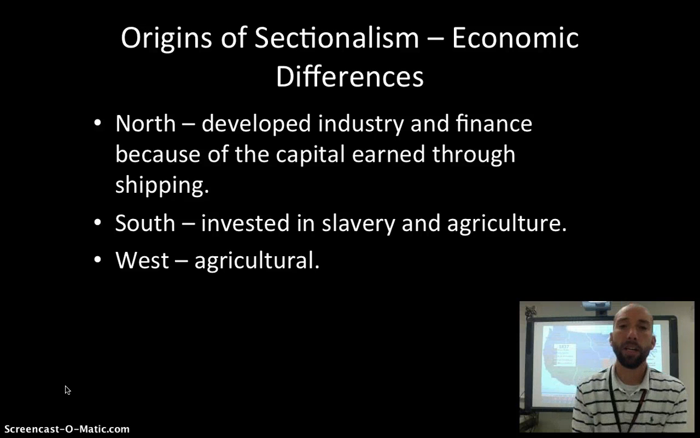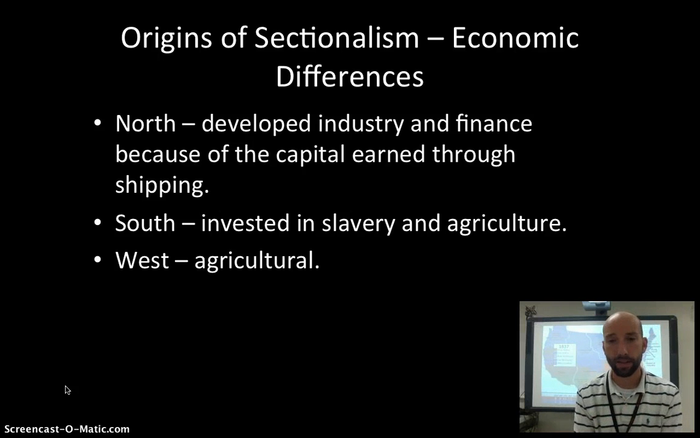To talk about economic differences a little bit further, remember the North developed industry and finance, and they were able to put the money that they earned from shipping into industry and finance. That's going to impact how they believe about the national bank and how they believe about protective tariffs. While the South tended to invest in slavery and agriculture, keep putting their money into that. The West tended to be agriculture, depending on where they were.